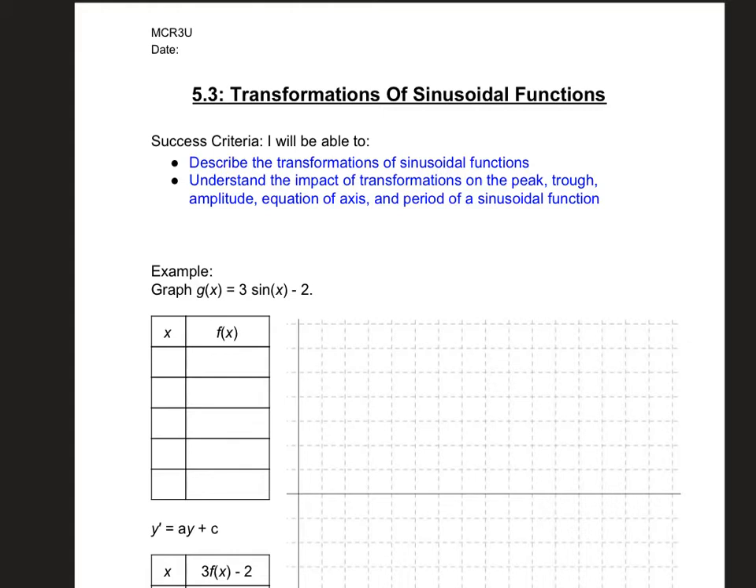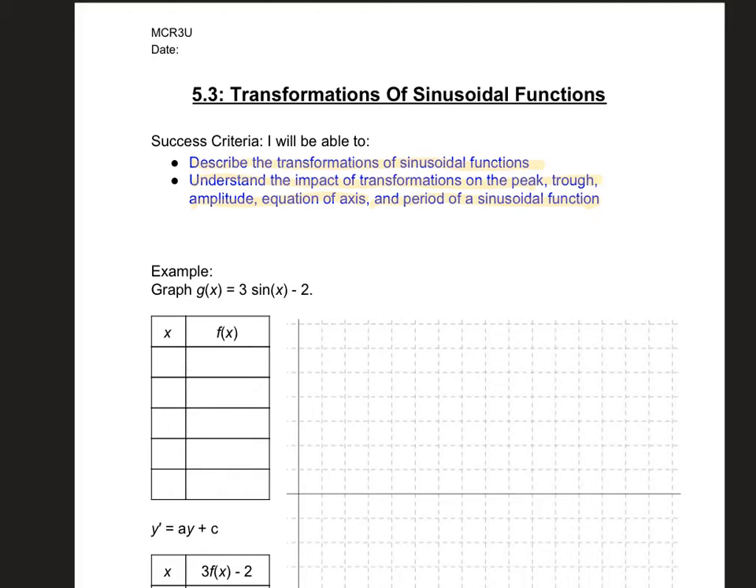So the success criteria for this section is that you'll be able to describe the transformations of sinusoidal functions. So given a graph or given an equation, you'll be able to describe the transformations. And then from that, hopefully we can understand the impact of the transformations on the peak of the graph. Peak was the maximum, the trough of the sinusoidal graph is the minimum, the amplitude, the equation of axis, and eventually the period of the sinusoidal function itself. So recognizing how A, K, C, and D affect those various attributes of our sine and cosine graphs.